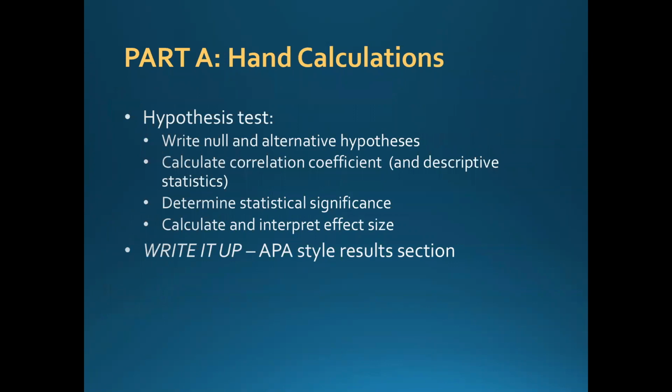So part A, you should have done an example of this in Dr. Tenenholtz's class, but you're going to do some hand calculations for correlation coefficients. You're going to write the null and alternative hypotheses. You're going to actually calculate the correlation coefficient and some descriptive stats. You're going to determine if it's statistically significant. And you're going to calculate and interpret the effect size and do a mini APA write-up.